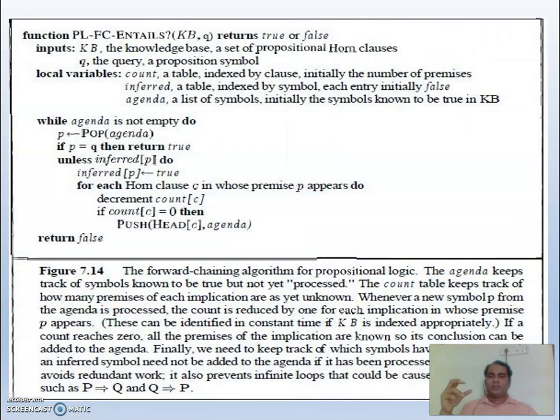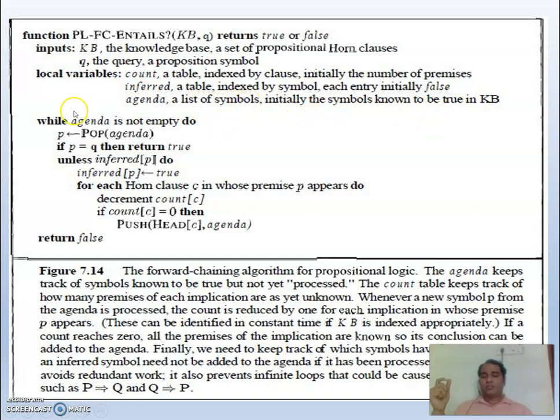So this is the algorithm function for propositional logic forward chaining entailing a query. It could be true or false. KB is the knowledge base which has a set of propositional Horn clauses, and Q is the query that we are going to fire on it. Now we take a count, a table indexed by clause, initially the number of premises, and inferred is a table indexed by symbol, each entry initially false. And then we have an agenda, a list of symbols, initially the symbols known to be true in KB, like in our case A comma B.